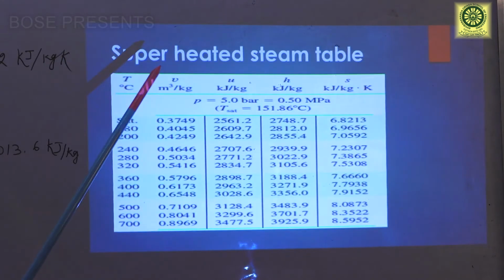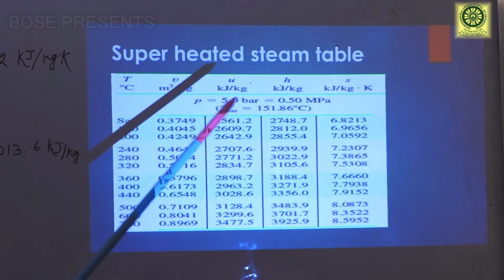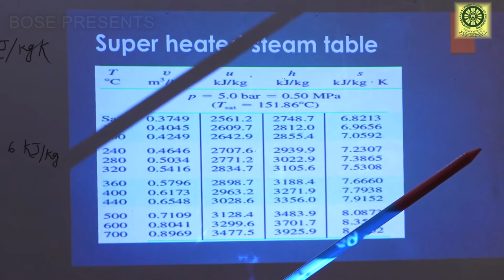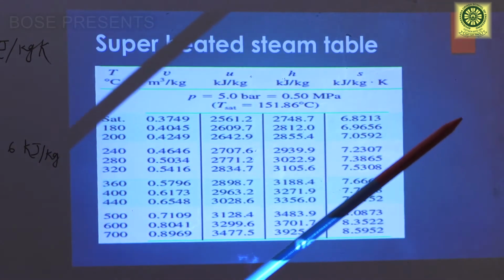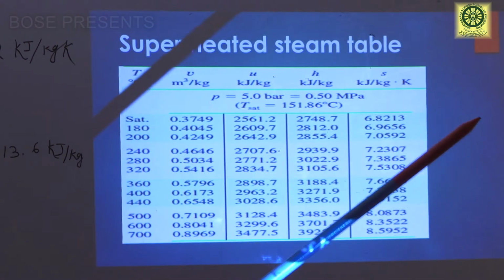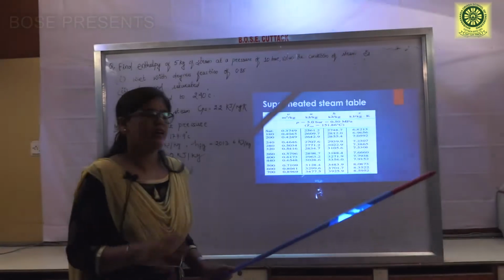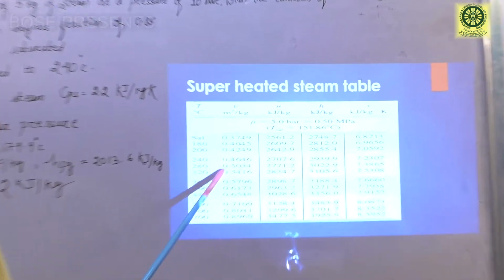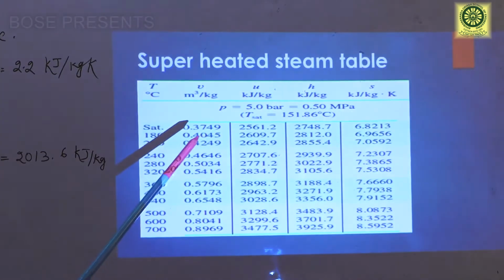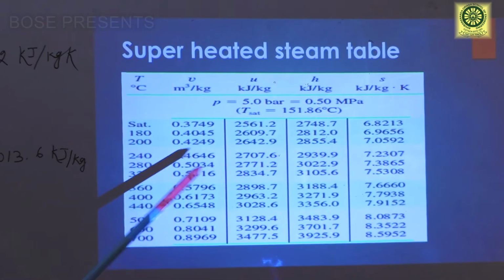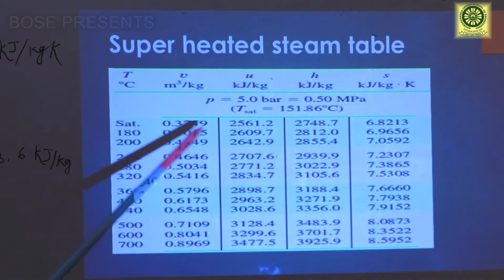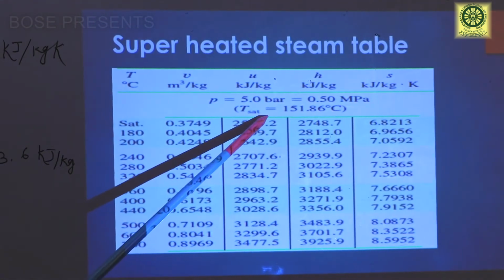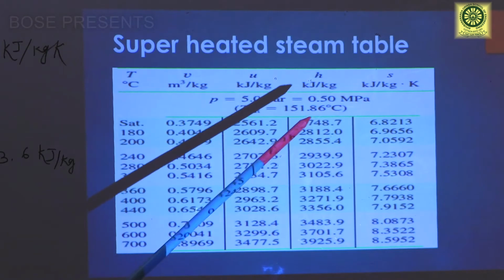Then your superheated steam. As I have told you, for saturated steam a particular pressure has one fixed temperature. But for superheated steam, for one particular pressure, different temperatures are there, because it is in superheated condition, and a superheated condition can be up to 180 degrees above the saturation temperature. The temperature obtained for that pressure is your superheated steam.